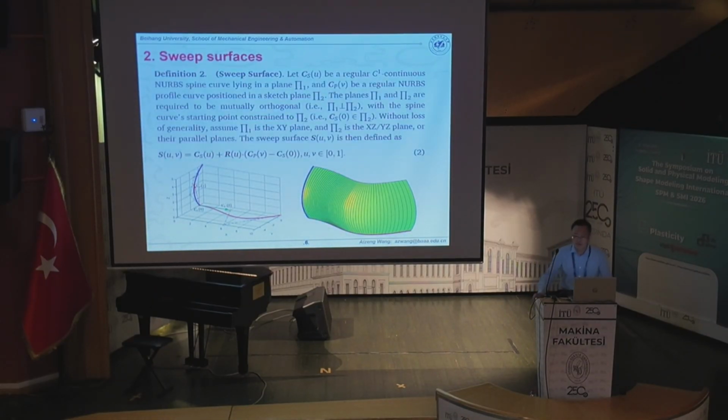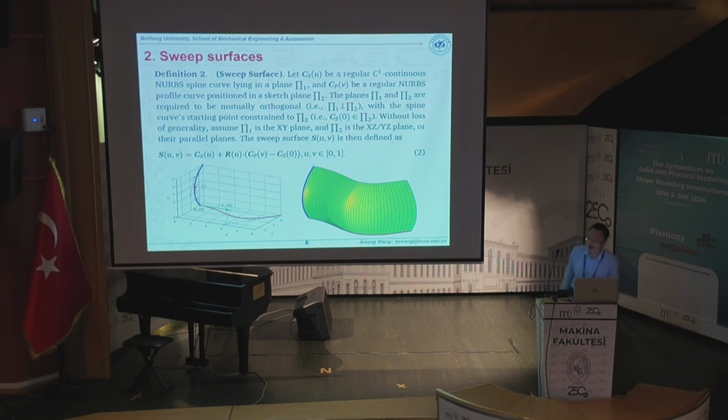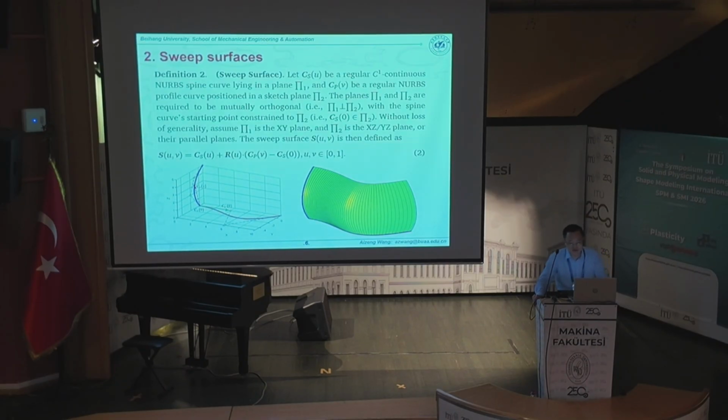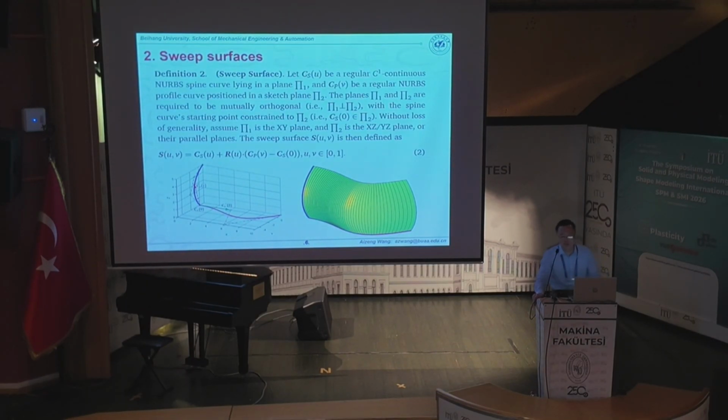Mathematically, the parametric expression for a sweep surface is defined by a planar profile curve and a spine curve, as shown in equation 2, where C(u) is the spine curve, P(v) is the profile curve, and R(u) is the rotation matrix dependent on the parameter u, thereby ensuring geometric orientation consistency.